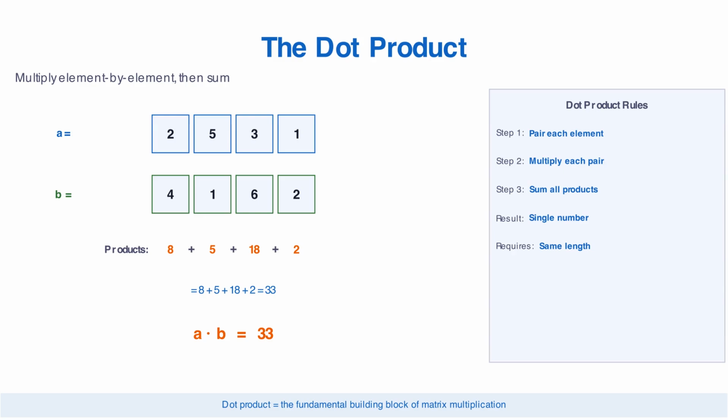For the vectors 2, 5, 3, 1 and 4, 1, 6, 2, we get 2 times 4 is 8, plus 5 times 1 is 5, plus 3 times 6 is 18, plus 1 times 2 is 2. 8 plus 5 plus 18 plus 2 equals 33. The dot product is 33. Remember this operation. Because every single cell in a matrix multiplication result is nothing more than one dot product.